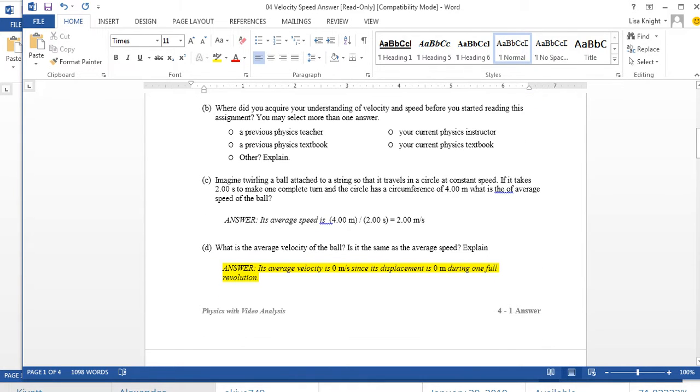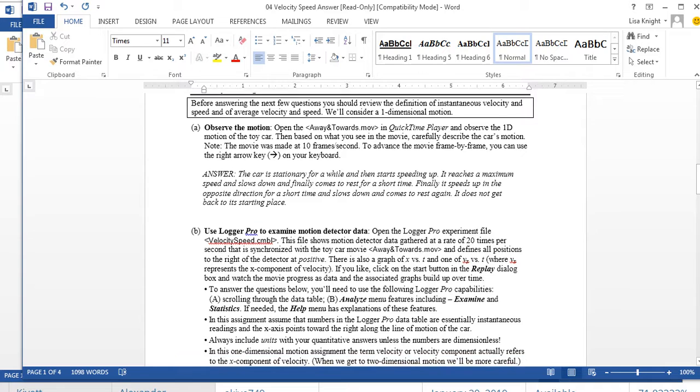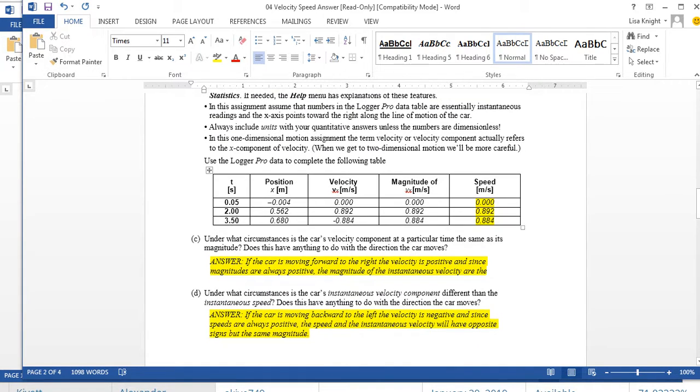So the average velocity should not be the same as the average speed here, because average velocity is displacement divided by time and not distance divided by time. So you wanted to make sure that you gave me that complete answer. And then the speed of the object is just the magnitude of the velocity. That's all it is. So you just basically repeated these numbers here. That's all you had to do.